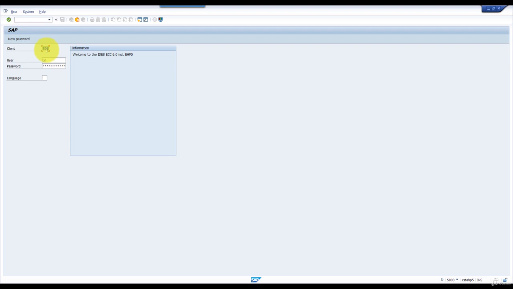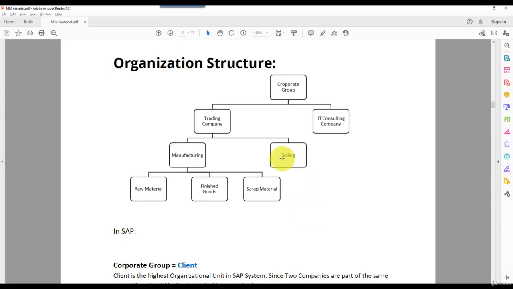This is the top level. Under this, you can have n number of company codes. So you must create trading company and IT consulting company in one client. That is the first one. Coming to trading company and IT consulting company, in general terminology, we call this a company. This is one company and this is one company.